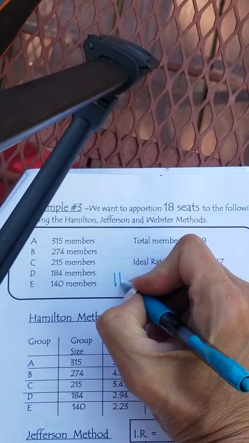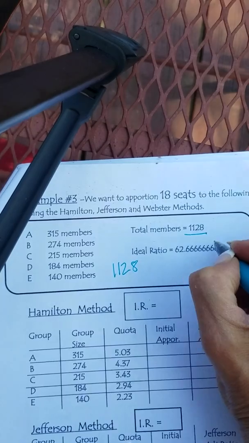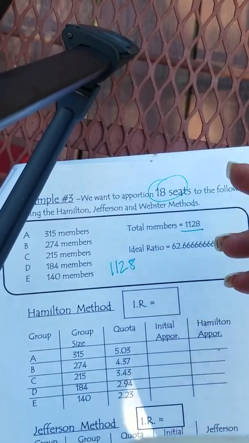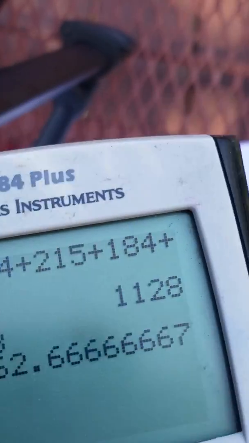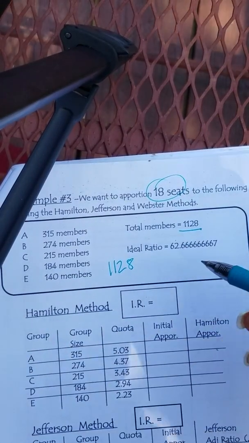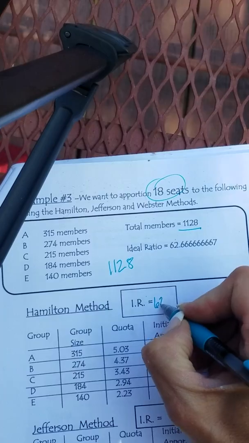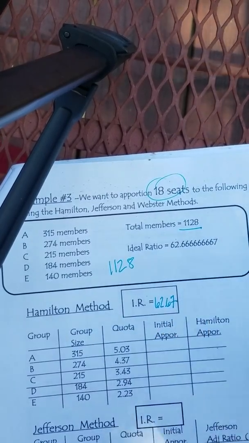So I'm going to put that down up here. Oh, they told me that. And they're giving away 18 seats, so we divide that by 18, and that gives me an ideal ratio of 62.666 repeating. So we're going to use 62.67 for our ideal ratio.